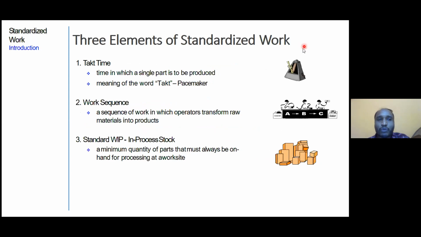The three elements of standardized work. Takt time is the time in which a single part is to be produced. The detailed explanation of takt time will be given in the next classes. The meaning of the word takt is the peacemaker; the word came from that. Then the work sequence, a sequence of work in which the operator transforms raw material into products. It is a process flowchart. And standard WIP, work in process stock, is the minimum quantity of parts that must always be on hand for processing at your work site. So these are the three elements of standardized work.